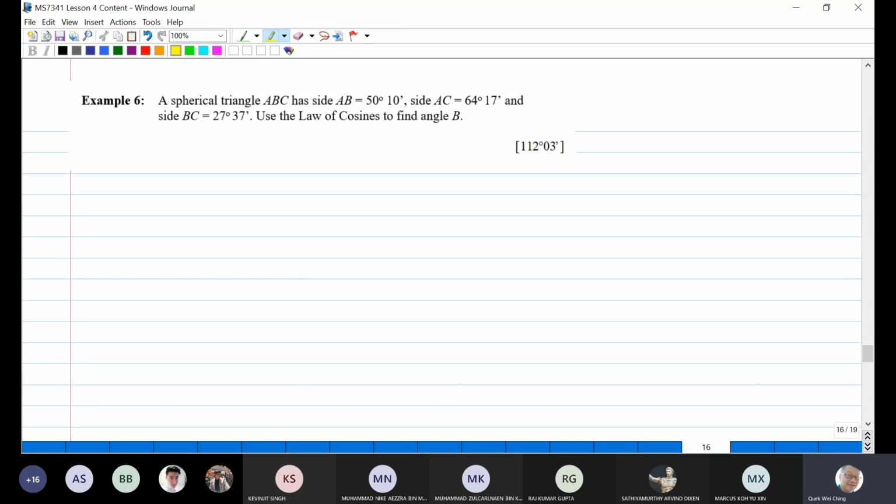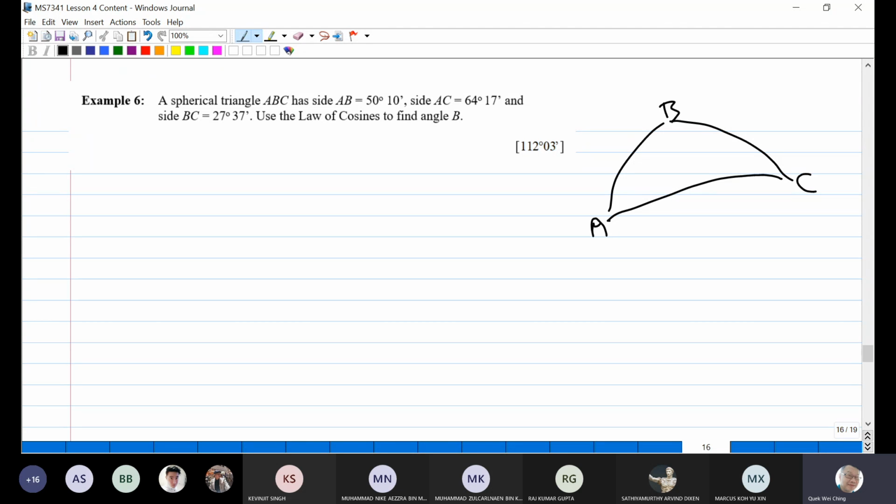Okay, so example 6, in triangle ABC, you are asked to use law of cosine to find angle B first. So this time finding an angle, just now finding the side, now finding the angle. So let's draw the triangle on the side first. Try to draw the curved triangle, spherical triangle, as far as possible. So A, B, C.